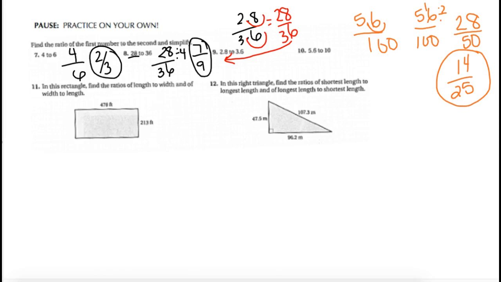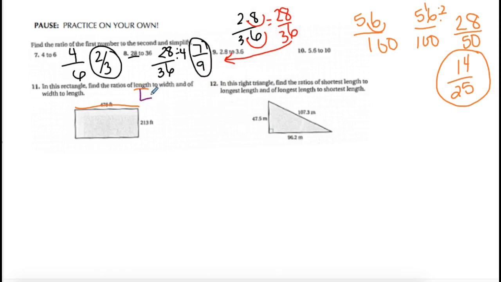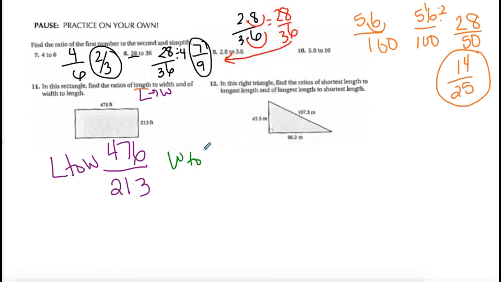Okay, in the rectangle, find the ratio of length, that's this one, to width. If we want to do length to width, I'm going to use the number on top, which it looks like it's 476 maybe. Sorry, it's hard to read. And then my width number, which would be 213. So this is length to width. If I wanted to do width to length, all that changes is the way the numbers are written. So we would do 213 to 476.